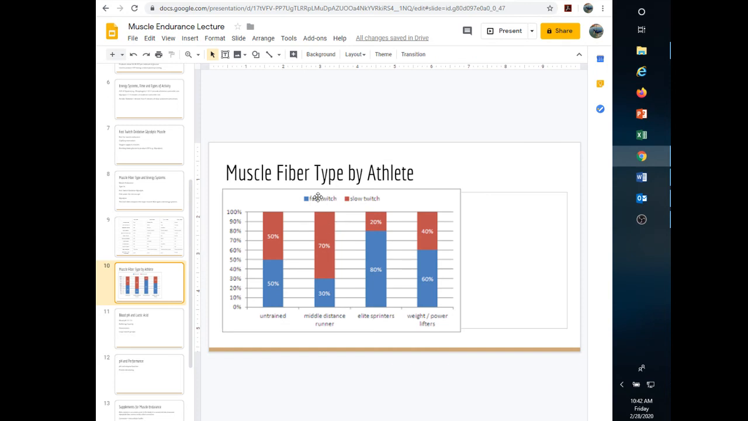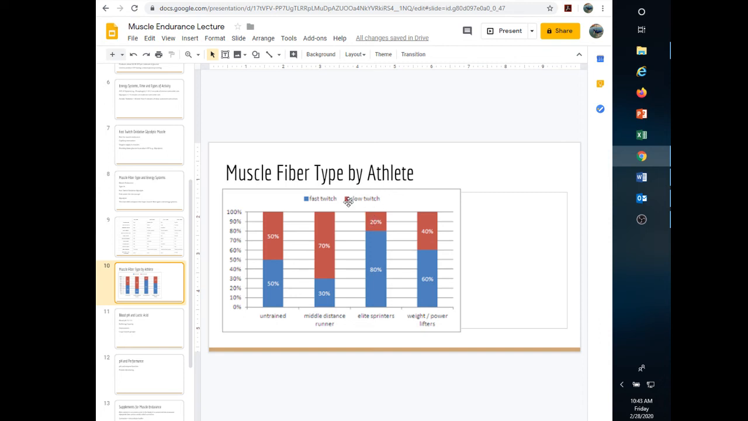All right, so let's get pretty general. Let's take that table we just talked about and generalize a little bit so that you can see this by athlete. So for the untrained person, you're going to be about 50-50, depending on your genetics, right? Your genetics play a role in this. But let's just look by athlete, by training. If you were a middle distance runner, you're going to have 70% slow twitch, 30% fast twitch. Elite level sprinters, right? Running short distances in a short period of time, 80%. It's going to be fast twitch, 20% slow twitch.